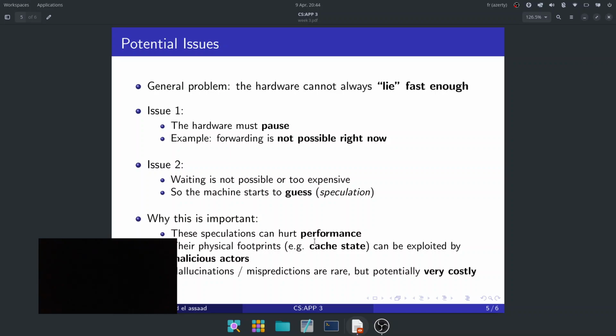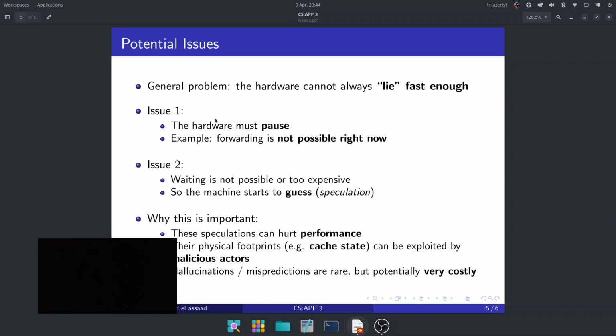And now I'm going to go through certain potential issues you can get from the lie that the processor is telling you. Generally, it's essentially just a problem of speed, so the processor has to maintain the lie, but there are certain cases where it cannot lie enough, and it has to resort to certain behaviors that present issues.